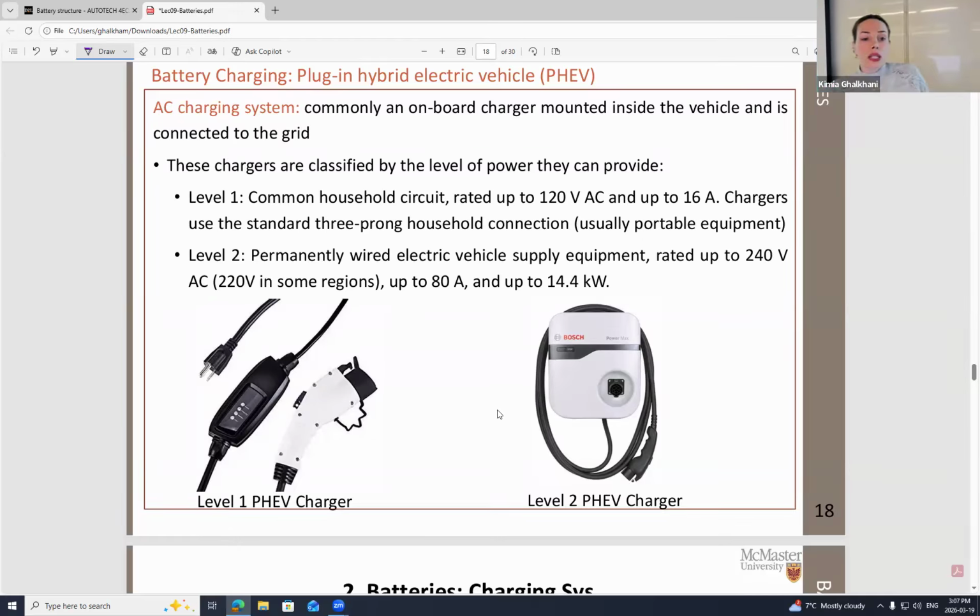So I'm going to introduce it. We have 2 types of charging system. We have the AC charging system and we have the DC charging system. There is a difference between them. The AC charging system has only 2 levels of charging.